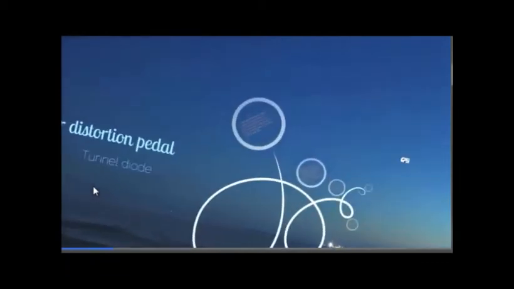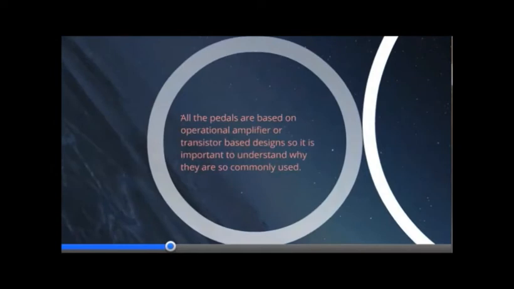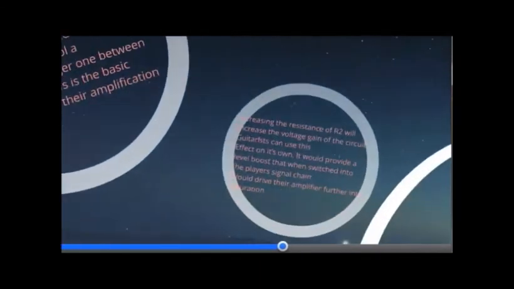Guitar distortion pedal. Guitar pedals are electronic devices that alter how a musical instrument sounds. Some pedals subtly color a sound while others transform it dramatically. All the pedals are based on an operational amplifier or transistor based design, so it is important to understand why they are so commonly used. Transistors and operational amplifiers both allow a varying voltage that is applied to one of its three legs to control a proportionally larger one between the other two. That is the basic principle behind their amplification capabilities.